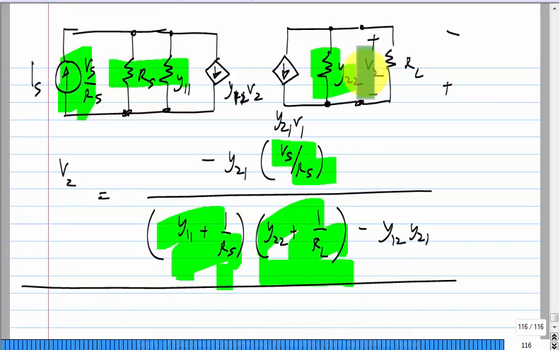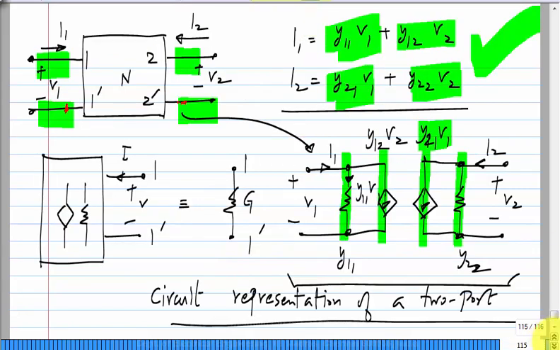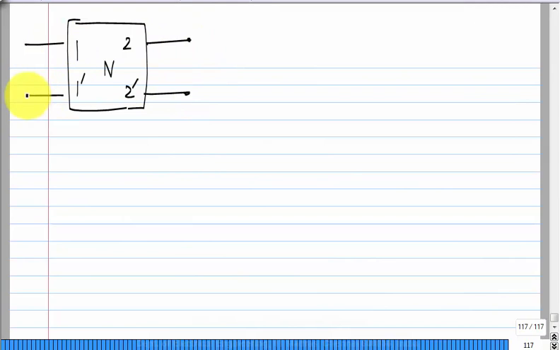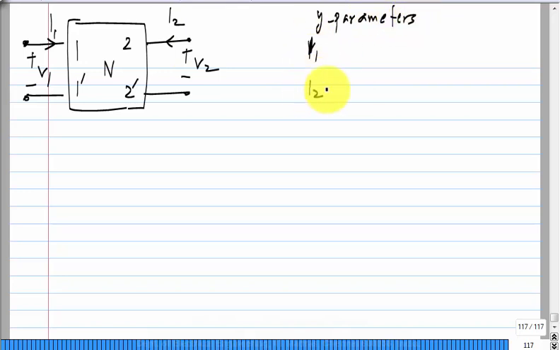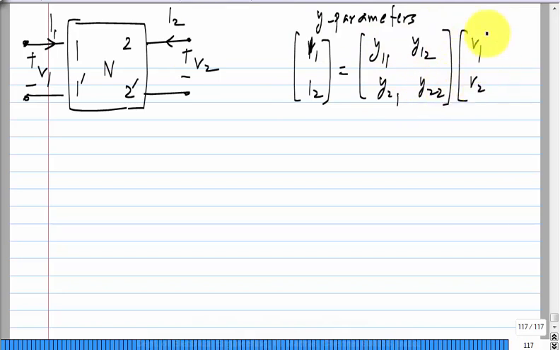Any questions so far? So, the same network N. So far we looked at Y parameters, which says the currents I1, I2 equal the Y parameter matrix times that.